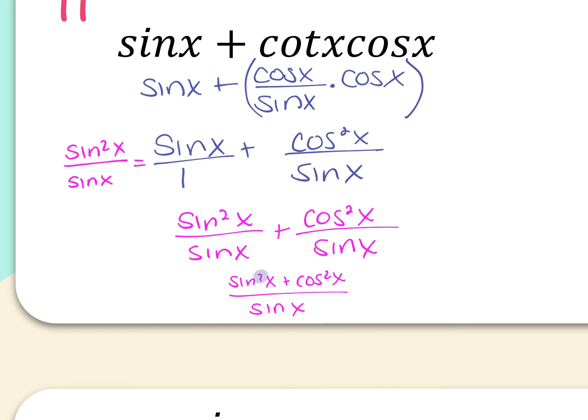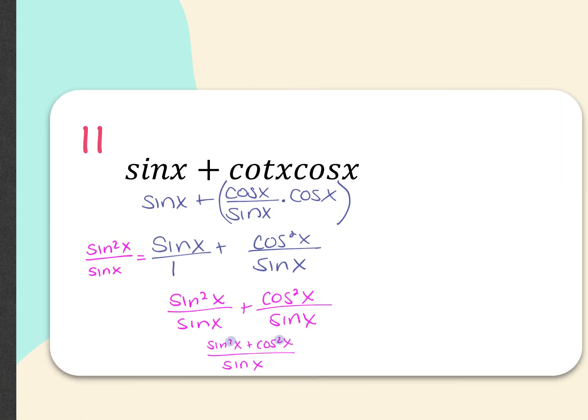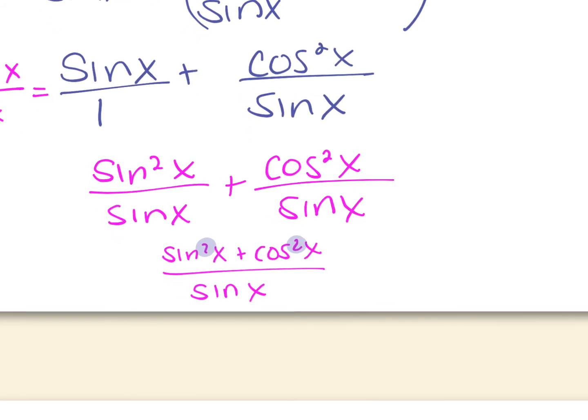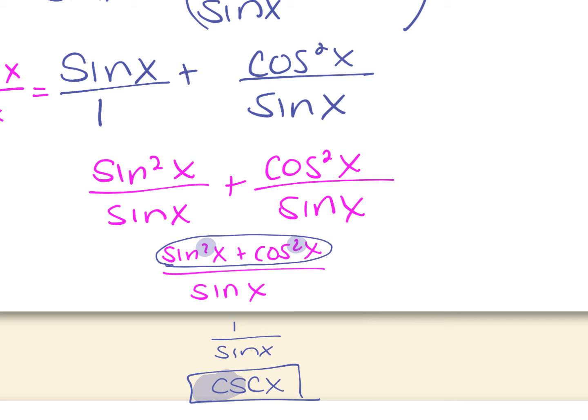But as soon as I see my squareds, I would go back to my Pythagorean identities, and one of them is sine squared x plus cosine squared x equals 1. So what can I replace that numerator with? Good. And what is 1 over sine x? Cosine. Close. Cosecant, right? Yeah, that's what you meant to say. Cosecant x.